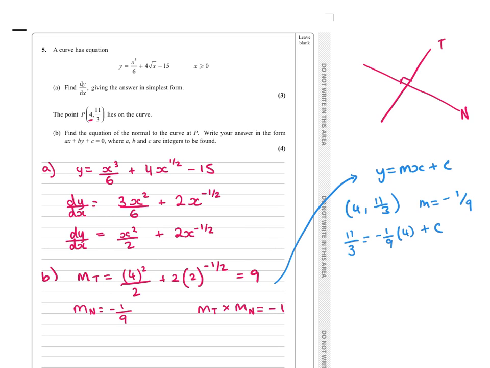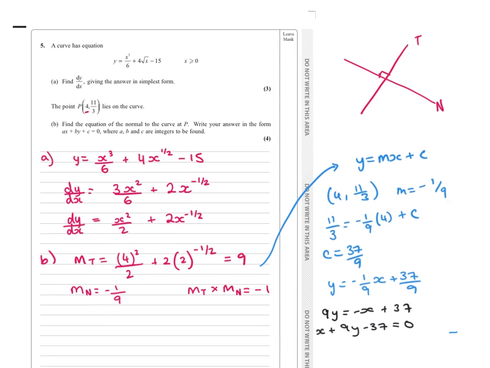Okay, going to work out c, which is 37 over 9. So I'm going to get y equals minus 1 over 9x plus 37 over 9. I'm going to multiply everything by our highest denominator, which in this case is 9. So I'm going to get 9y equals minus x plus 37. It's still not in the form ax plus by plus c equals 0. I'm going to move everything to the left-hand side: x plus 9y minus 37 equals 0.